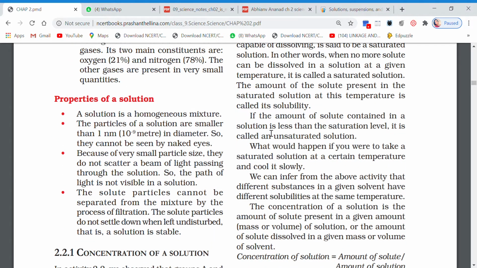Next, if the amount of solute contained in a solution is less than the saturation level. Suppose the saturation level is at the 10th spoon. मतलब 10 स्पून आप डालो तो you will reach the saturation level. But अभी आपने सिर्फ 3 स्पून डाले. You have added only 3 spoons. So what will you say? You will say that the solution is unsaturated. It has not reached the saturation level.